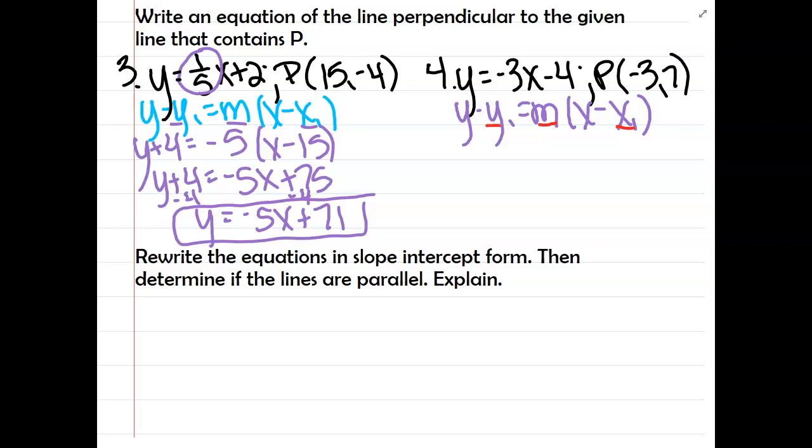Alright, so who can tell me what this would be in point slope form? Brianna. Very good. Y minus 7 equals, the opposite reciprocal of -3 would be a positive 1/3, times x minus a -3 would be +3. Okay, so now I want you guys to go ahead and finish it out. Put it into slope-intercept form. So distribute, and then move that other number over.